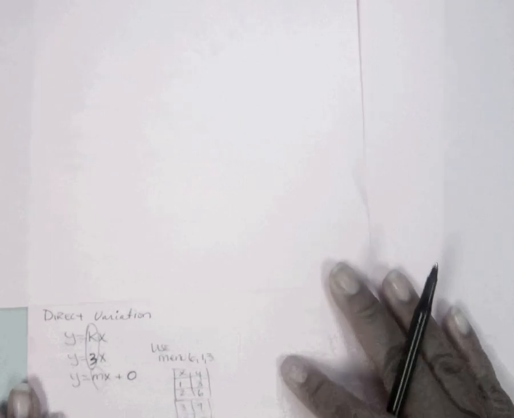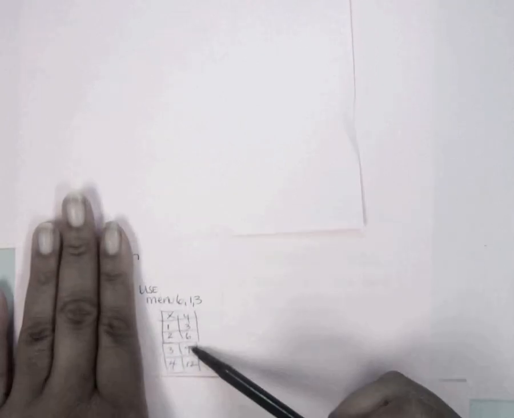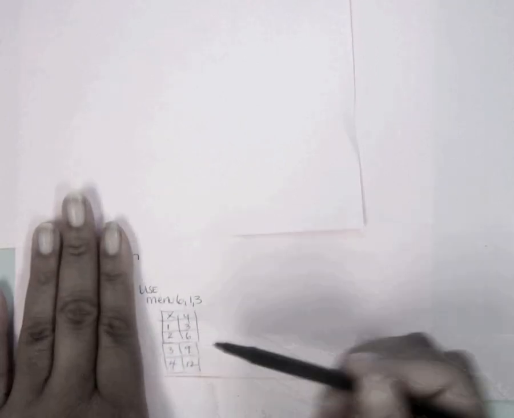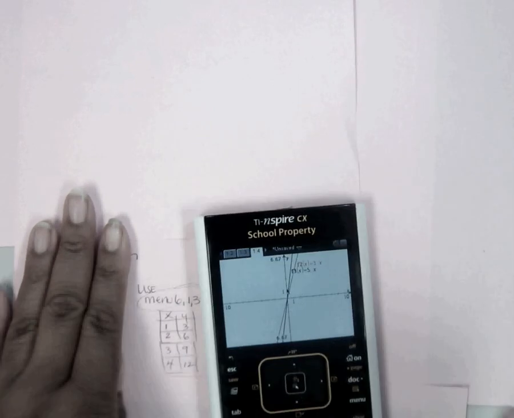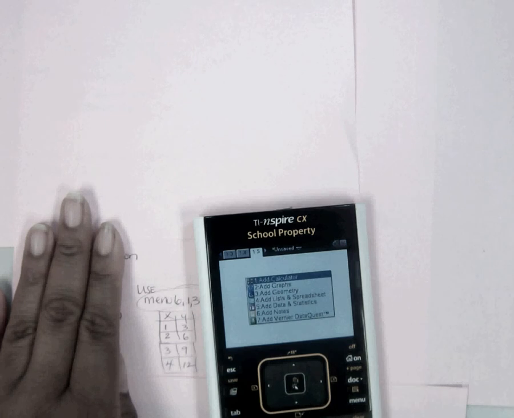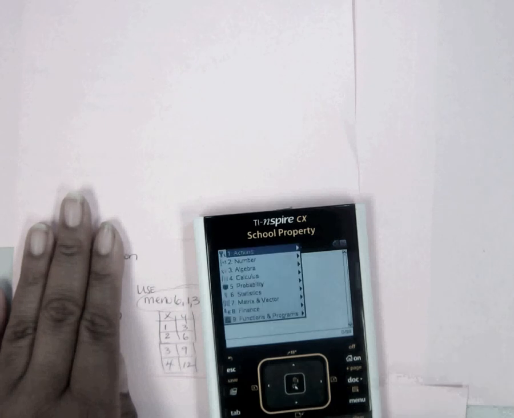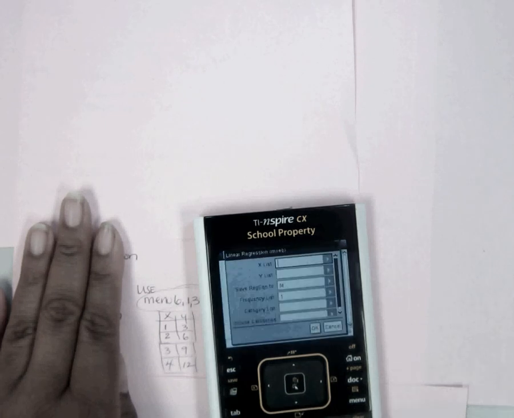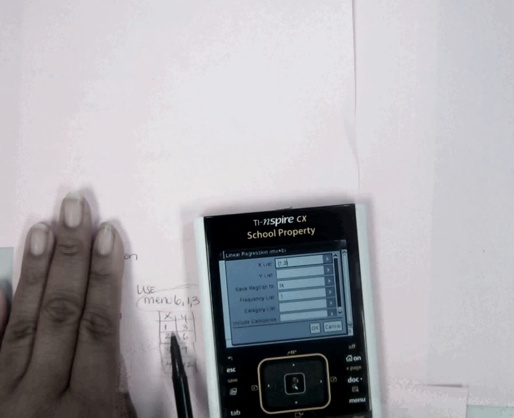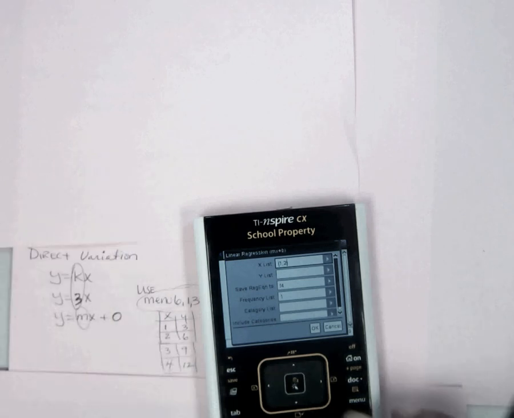Now, if you are given a table and it tells you that it's direct variation, use menu 613 and find the equation. Control dock, let me add a calculator. Menu 613. Control right for the squiggly lines, 1, 2. X values. Okay? And then we do control right, 3, 6. Enter.